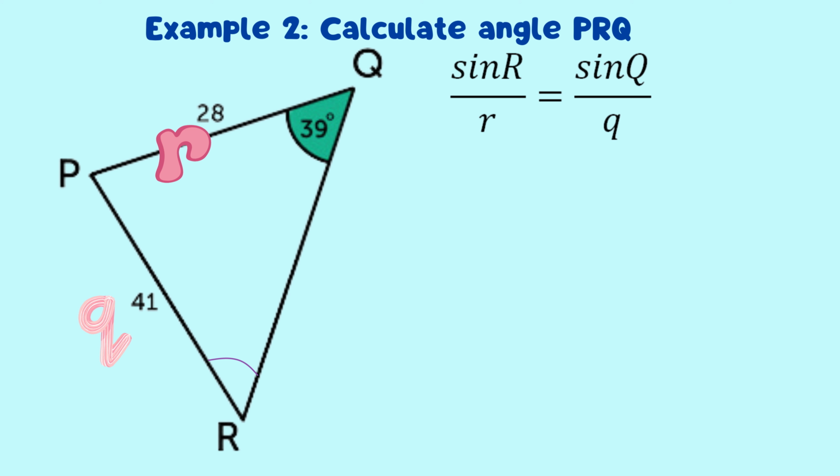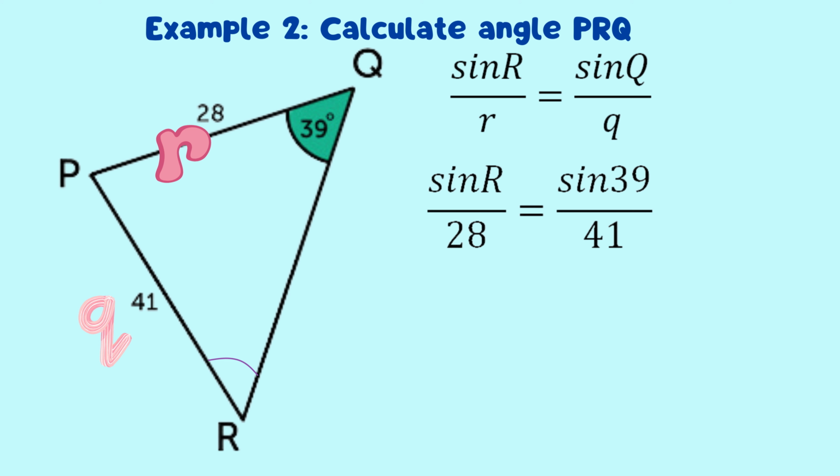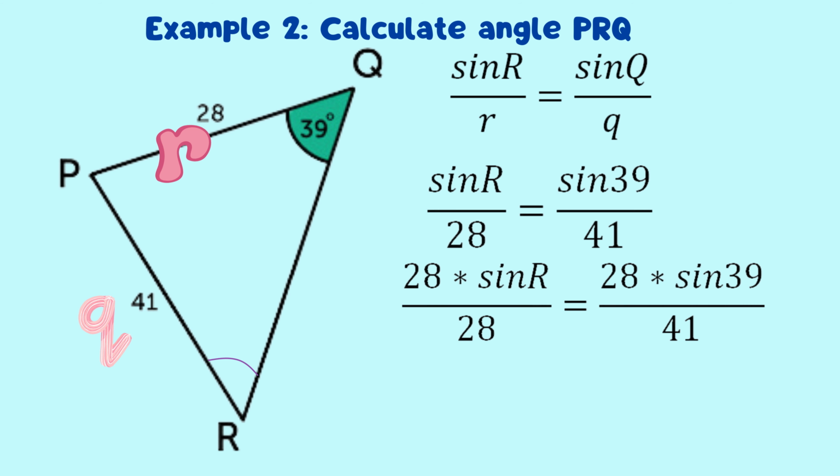substituting the values into the formula on the left, we get sine R over its opposite side, 28 units. On the right, we get sine of the given angle, 39 degrees, over its opposite side, 41 units. Now we need to find sine R before we can calculate angle R. So we multiply both sides by its denominator 28. Hence, sine R equals 0.43.